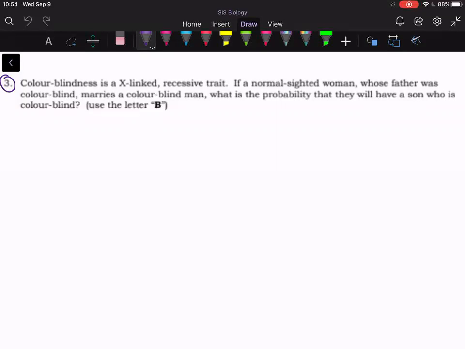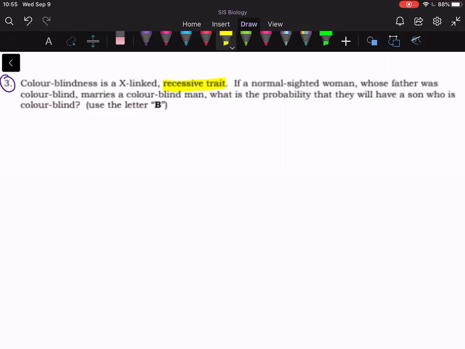Okay, so let's have a look at question number 3, and we're going to highlight the important parts as we go through. Color blindness is an X-linked recessive trait. So that means the lowercase letter is going to be colorblind and the uppercase is going to be normal vision. If a normal sighted woman whose father was colorblind marries a colorblind man, what is the probability that they will have a son who is colorblind?